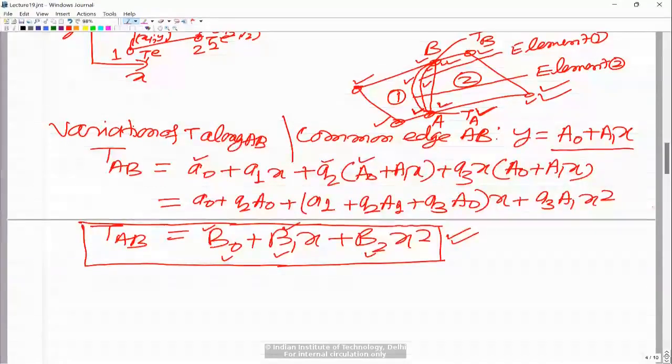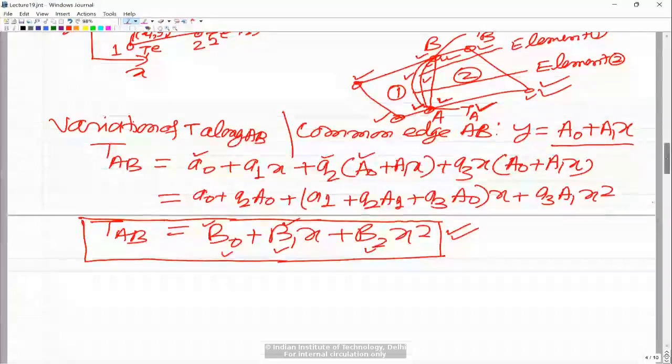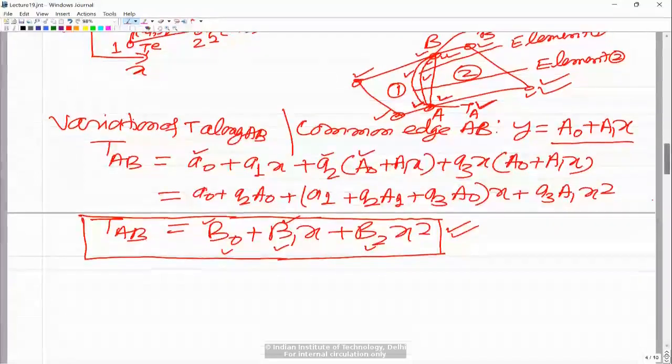I also mentioned that if the element is a rectangle, that means if the edges are parallel to x or y, this equation would simply be y equal to a constant value. If you substitute that y equal to constant in this expression, you would get TAB equal to B0 plus B1x, which involves two constants. The two constants can be determined in terms of the temperatures Ta and Tb, and that would be unique for both element 1 and 2. So it will give you the same temperature distribution along AB, whether predicted from element 1 or element 2. Therefore it would satisfy the inter-element compatibility.